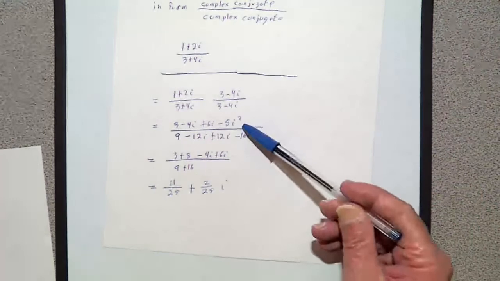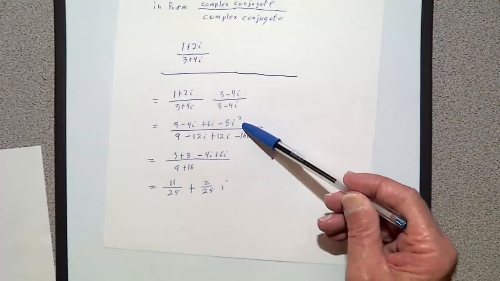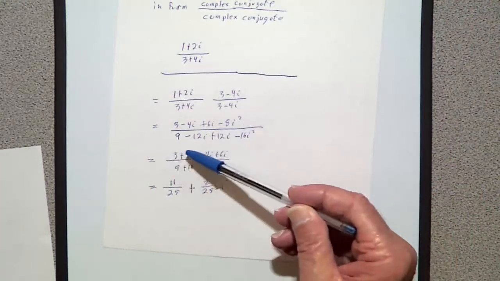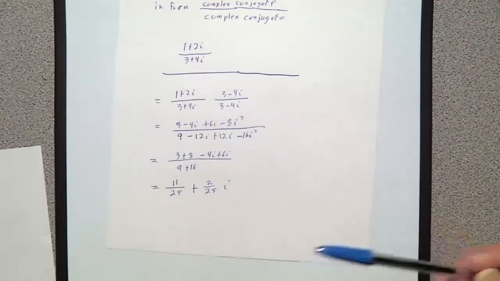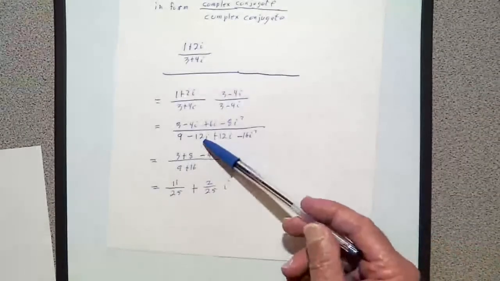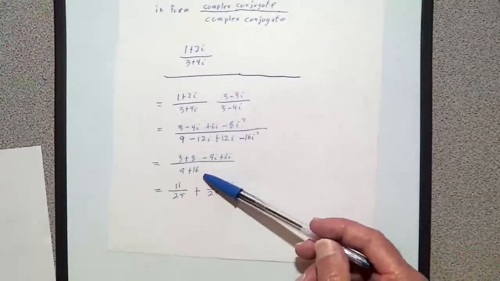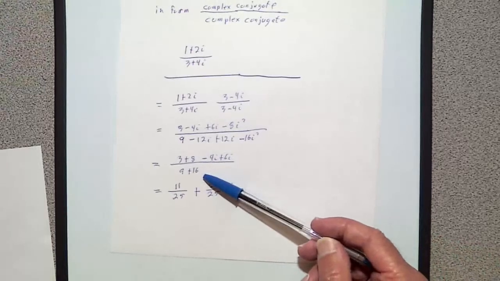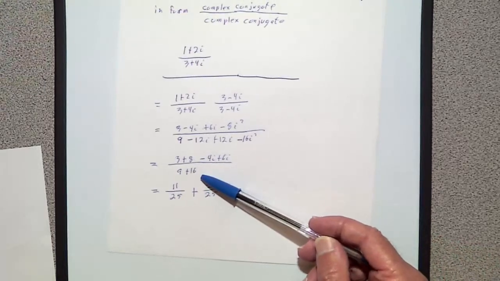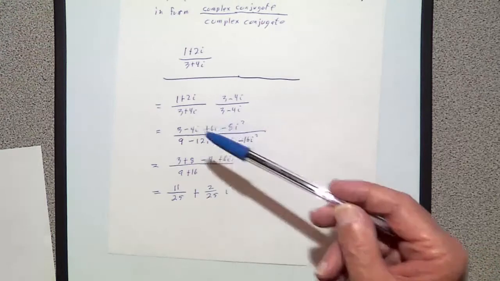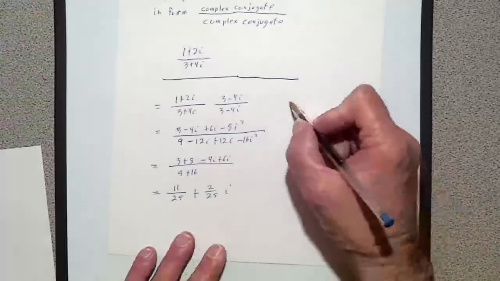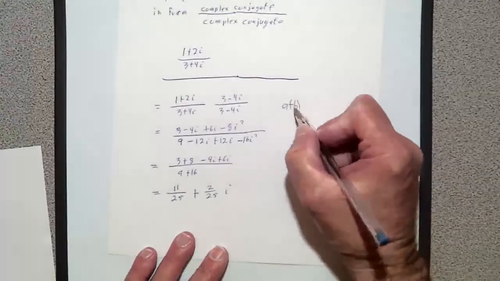On the top, remember i squared is negative 1, so negative 8i squared is 8. So that's 3 plus 8 minus 4i plus 6i. On the bottom, these cancel, and therefore you get 9 plus 16. Or another way to look at it is this is a square plus a square, and a square minus a square.